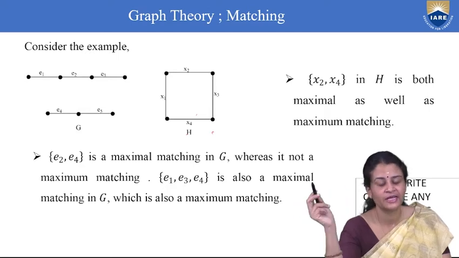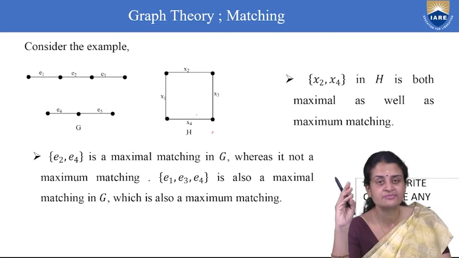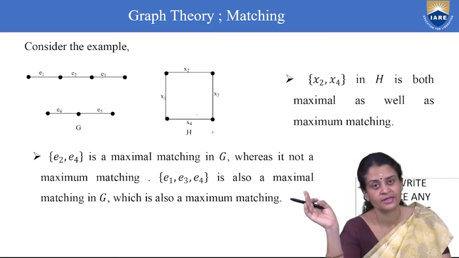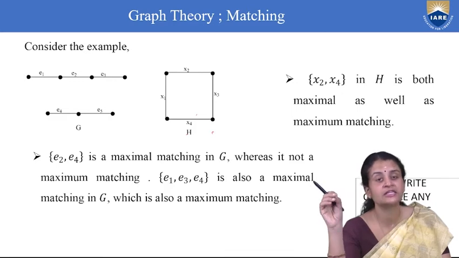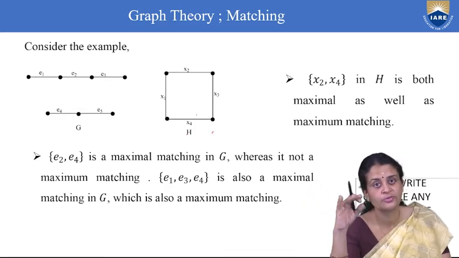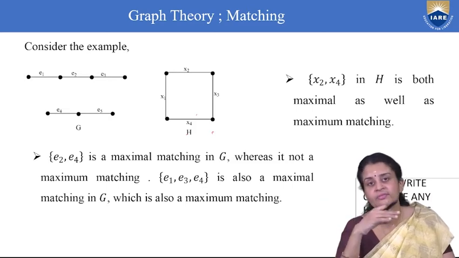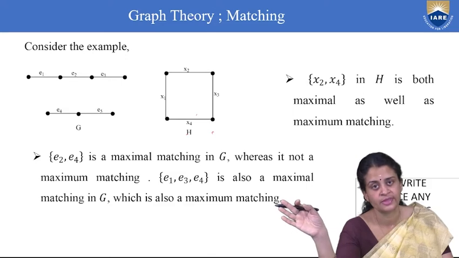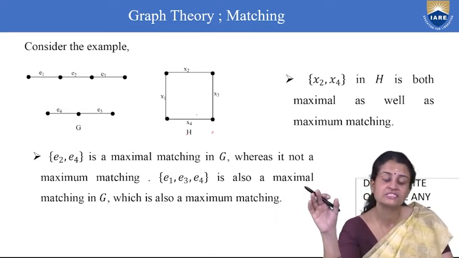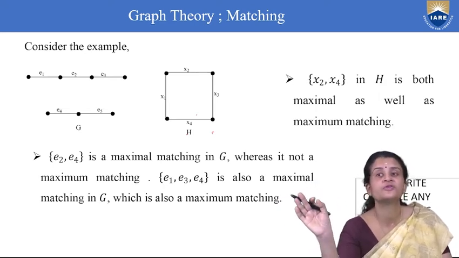Just take a few seconds to digest the terminologies, maximal and maximum. Maximal means we cannot add any other edges to it, so that if we add any other edge, the matching property will be lost. That is, the condition of matching is lost. And the maximal matching with the maximum number of edges, that is the largest number of edges, is termed the maximum matching.